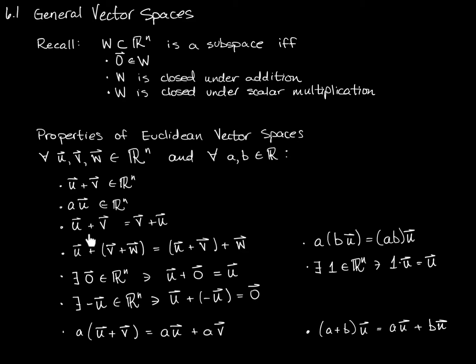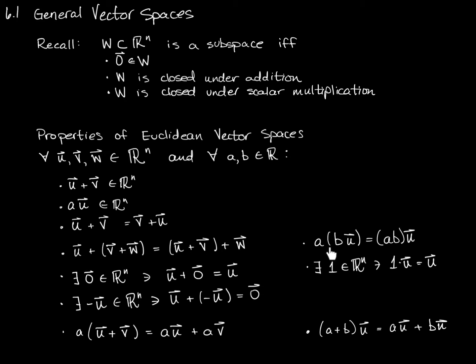The associative property says it doesn't matter what order you add two vectors in. It doesn't matter whether you add these two first and then add the third to that result, or whether you add these two first and add the first to that result. That's the associative property. You'll get the same thing.